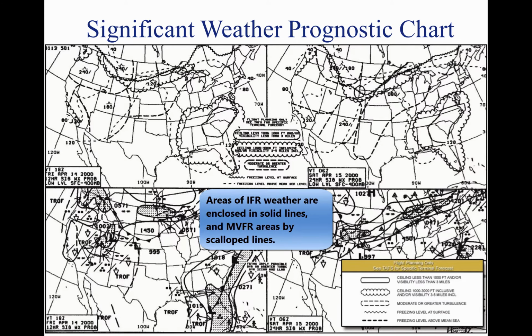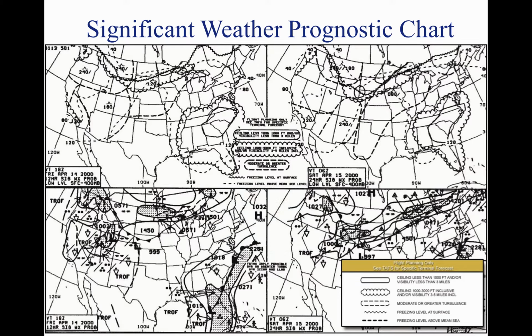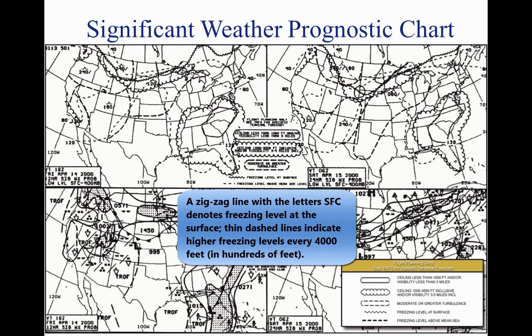IFR areas are enclosed by solid lines, MVFR areas are enclosed by scalloped lines, and the remaining unenclosed area is designated VFR. Zigzag lines and the letters SFC indicate freezing levels in that area are at the surface. Freezing level height contours for the highest freezing level are drawn at 4,000-foot intervals with dashed lines.